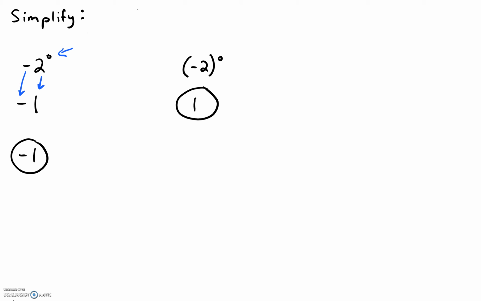So you can see that the parentheses makes all the difference. In the first problem, we're only raising the 2 to the 0 power first of all. In the second problem, we're raising the -2, all of it, to the 0 power. And that makes all the difference.